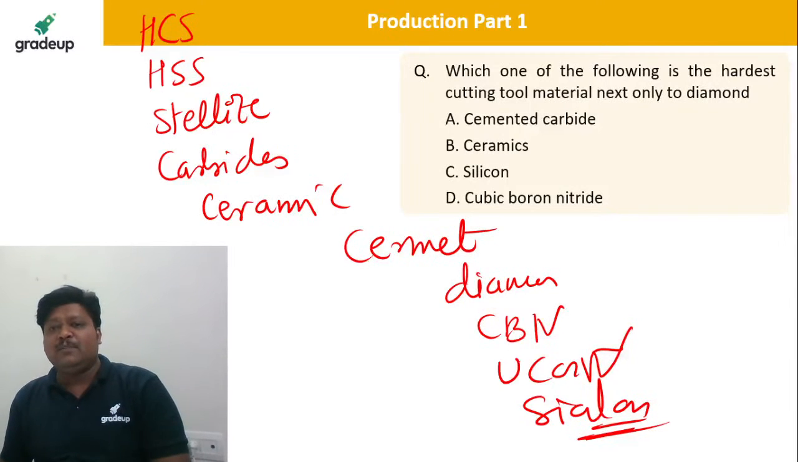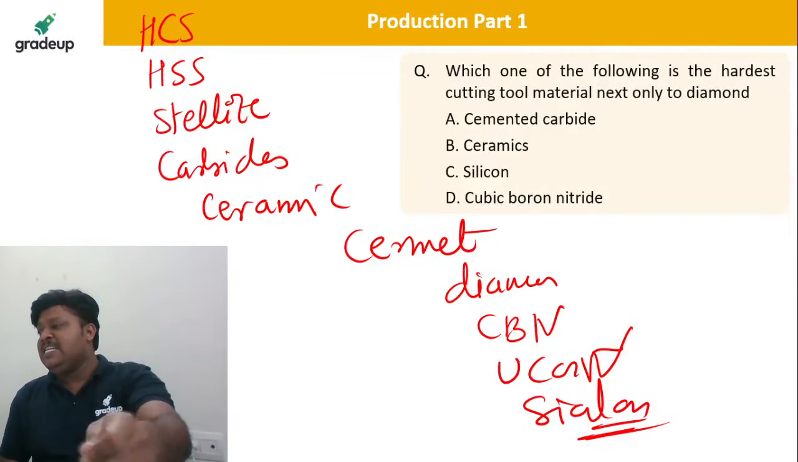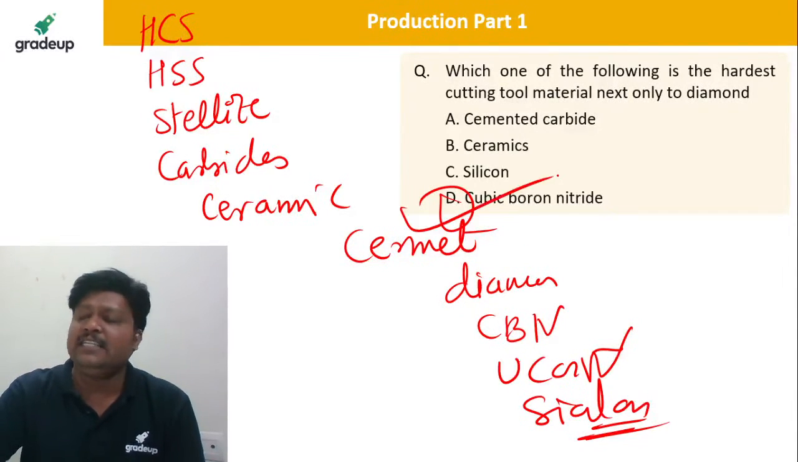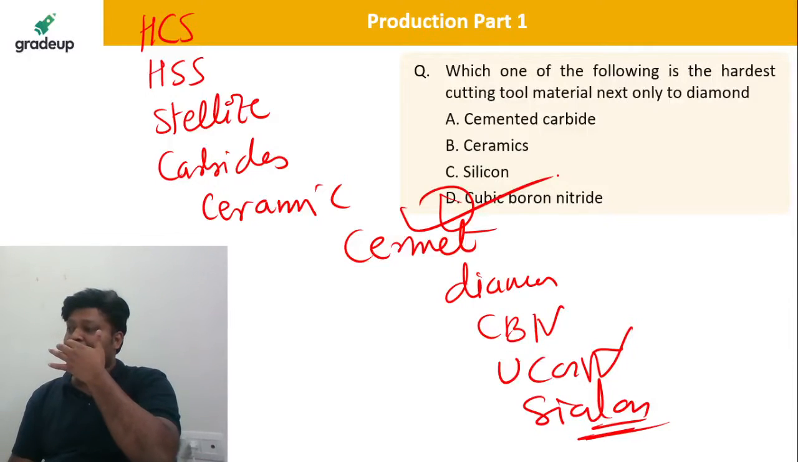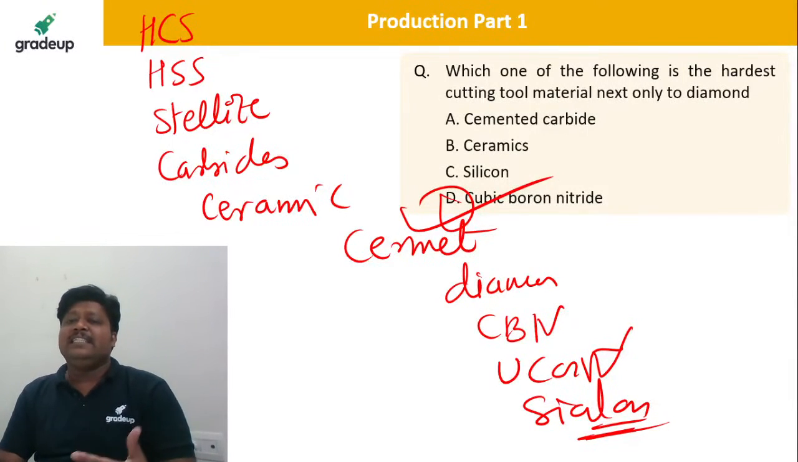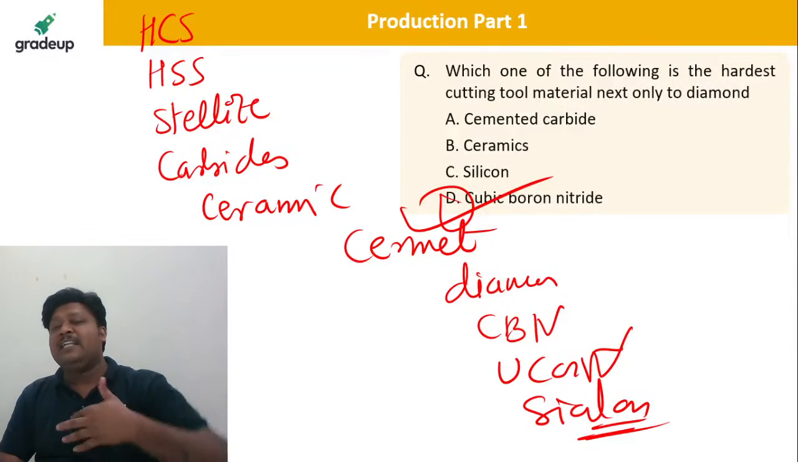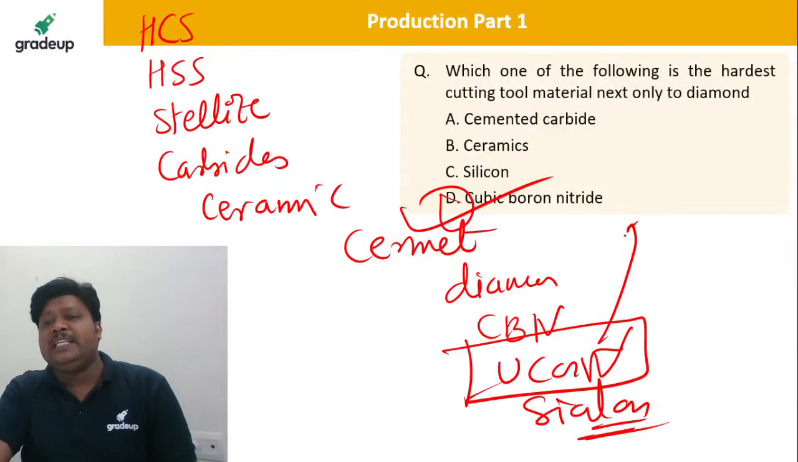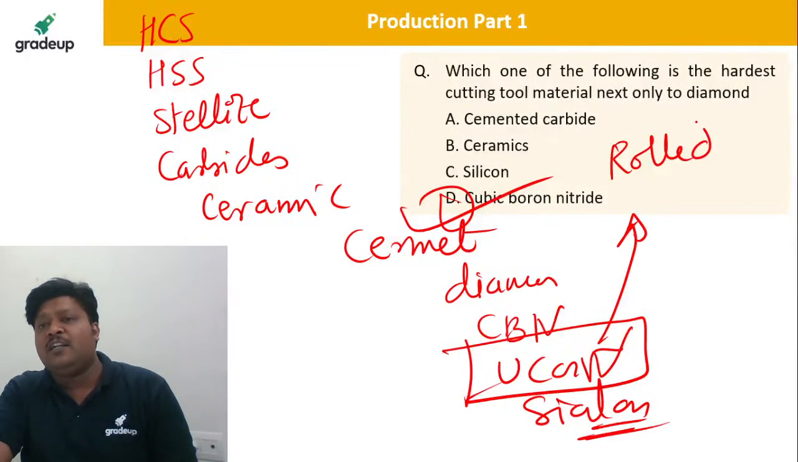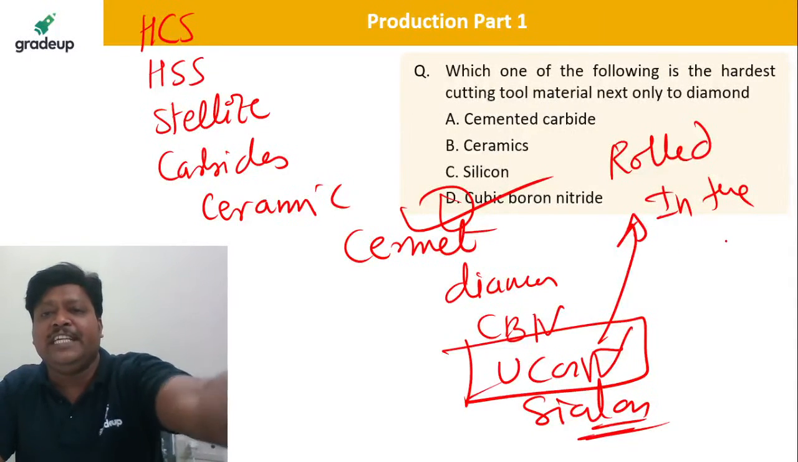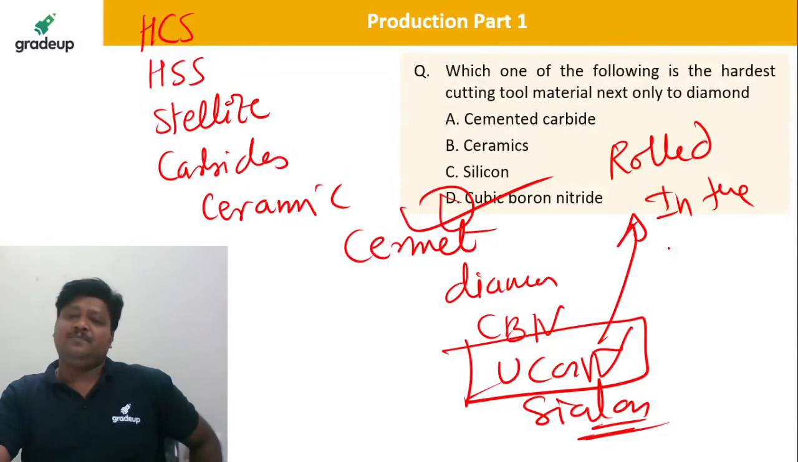So what is there after diamond? CBN. Very good. D is the correct answer. Dear, not silicon. It is Ceylon, the hardest. Do you know the speciality of Yukon? It can be rolled in the form of sheet. So I asked which tool material can be rolled in the form of sheet? It is Yukon.